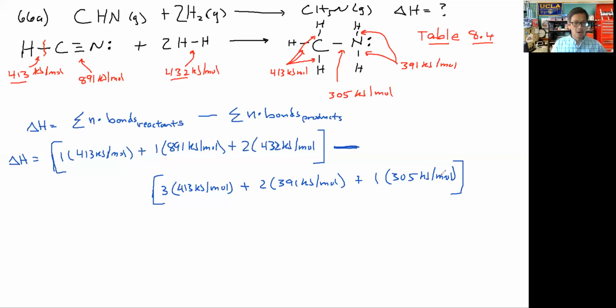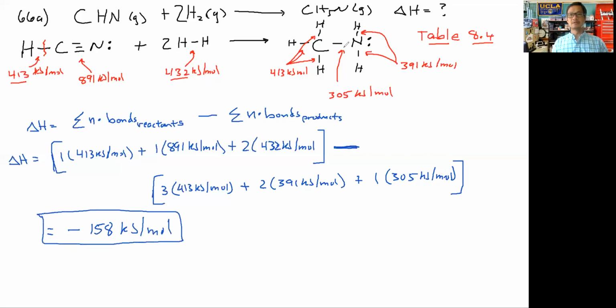Once you have that, you just total it up. Let me check my numbers really quickly here. If you total it up, you get your final answer, which is negative 158 kilojoules per mole, and therefore this reaction is going to be exothermic. This reaction can happen spontaneously with a little bit of added heat. You can get this to go. Okay, hopefully everyone's okay with that.